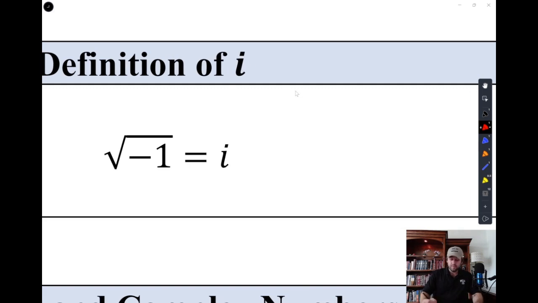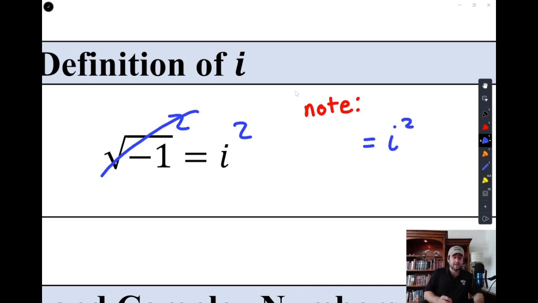Just a quick note on what this does: if we square both sides, because you're allowed to, what you do to one side you have to do to the other, it leaves us with i squared on the right, and the square cancels out the square root, and we've got -1. That's going to come up and come into play a lot today as we work through this section.